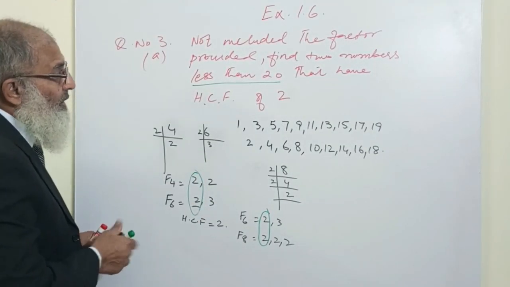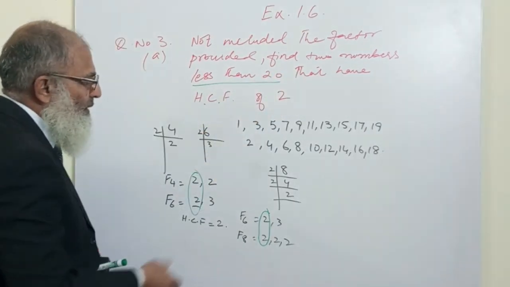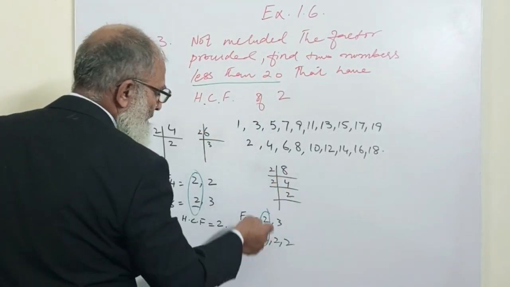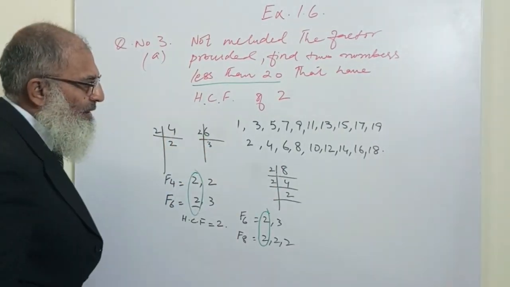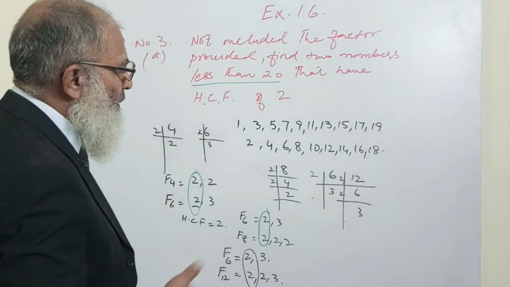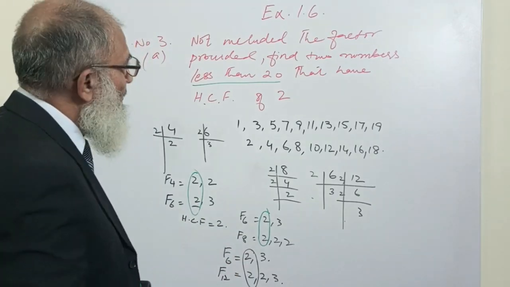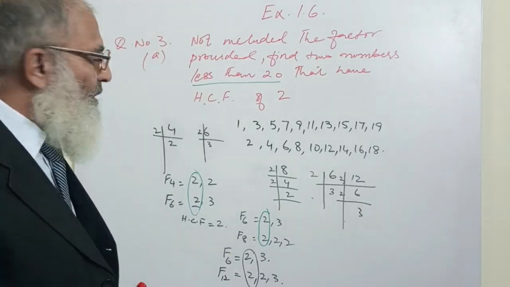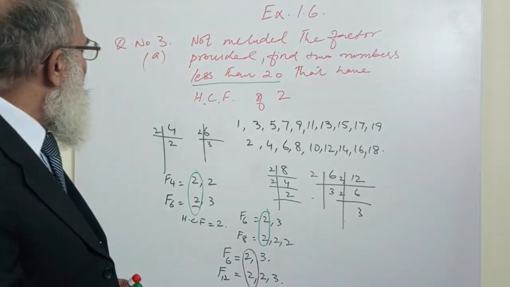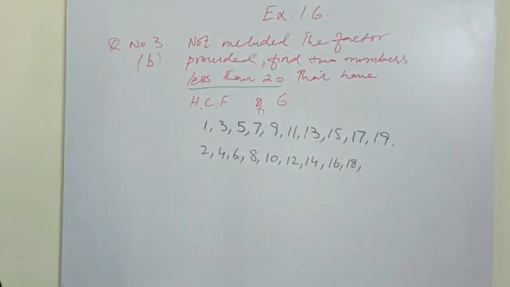So we have found two pairs of numbers less than 20, that is 4 and 6, and 6 and 8. There are many possibilities that can occur in this question. Let's proceed to the next part. Now students, question number 3, part B.